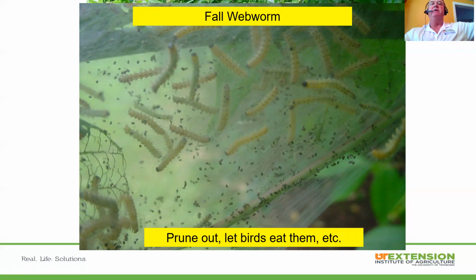A lot of these will build their webs, their nests, down low in the tree. Reach up with a set of pruners and just clip those out, or just leave them alone. Let the birds eat them. They don't cause enough damage to really hurt the tree. They're not pretty to look at, but in the overall scheme of things to worry about for trees, I'd put this one way down on the list.